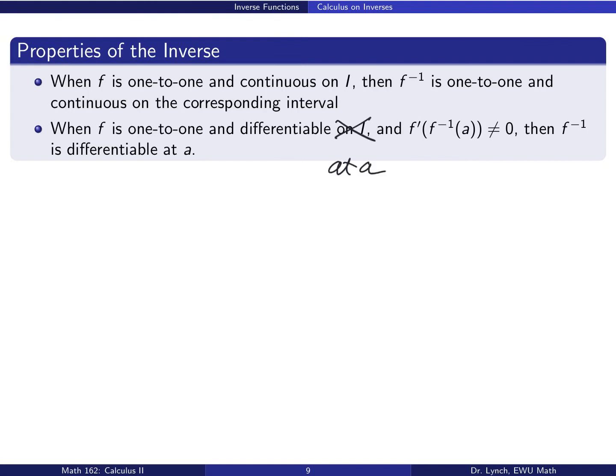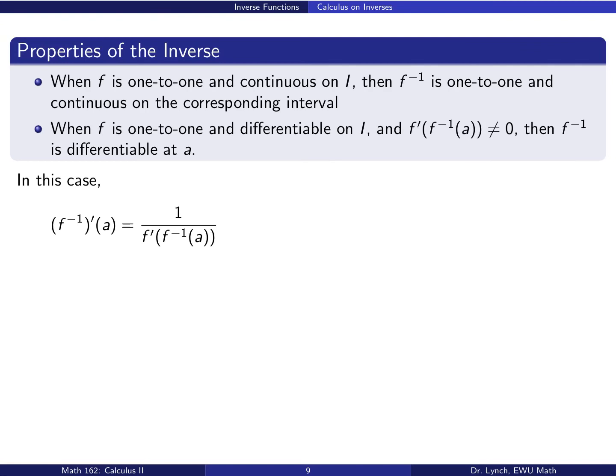So the intuition here is that due to the fact that inverses have graphs that are reflected about the line y equals x, any horizontal tangent in the graph of f, right, when the derivative is 0, becomes a vertical tangent in the graph of f inverse. So we just want to avoid those points to ensure that our inverse function is differentiable. Okay, in that case, it turns out that the derivative of the inverse evaluated at a is 1 over the derivative of the function evaluated at f inverse of a.